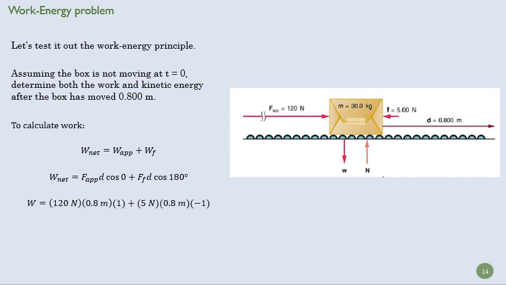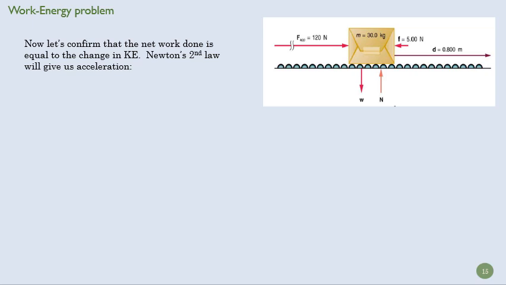Then we put our numbers in here. The distance traveled is the same. The big difference here is our cosine, right? Cosine of 0 equals 1, cosine of 180 equals -1. So the friction is doing negative work on the box. And we find that 92 joules of work has been done on the box. Now, our work energy principle tells us that this should be the same as the change in kinetic energy.